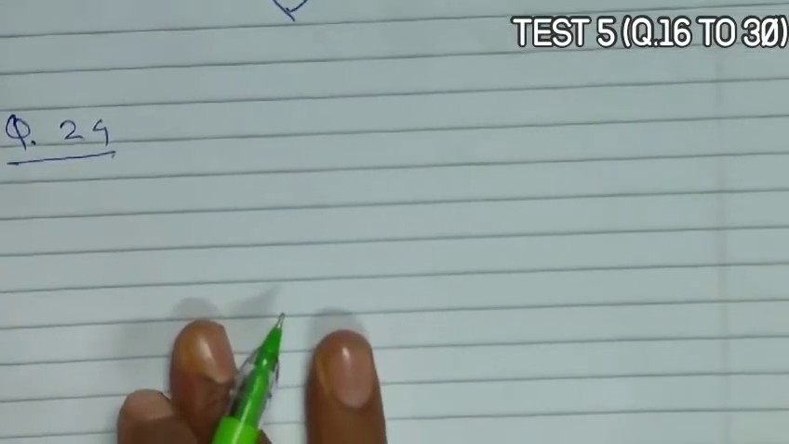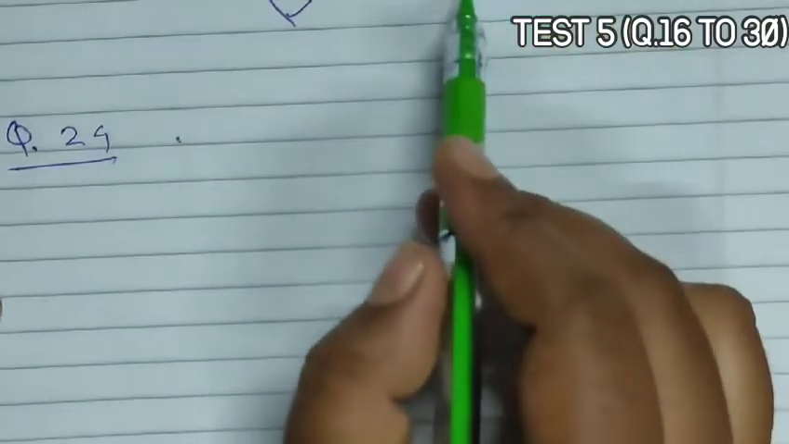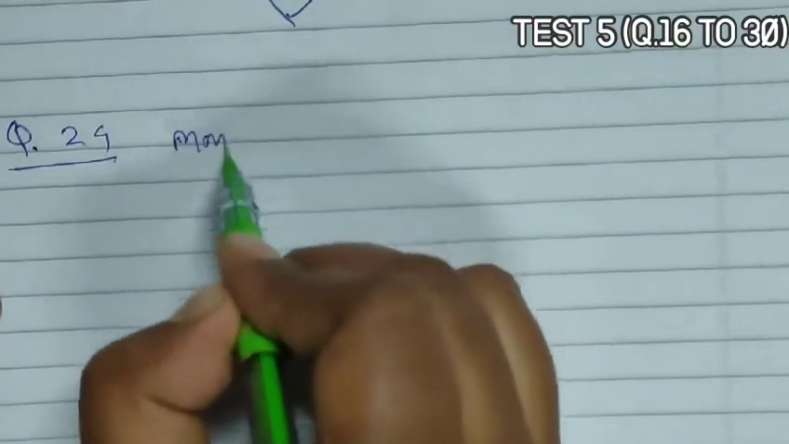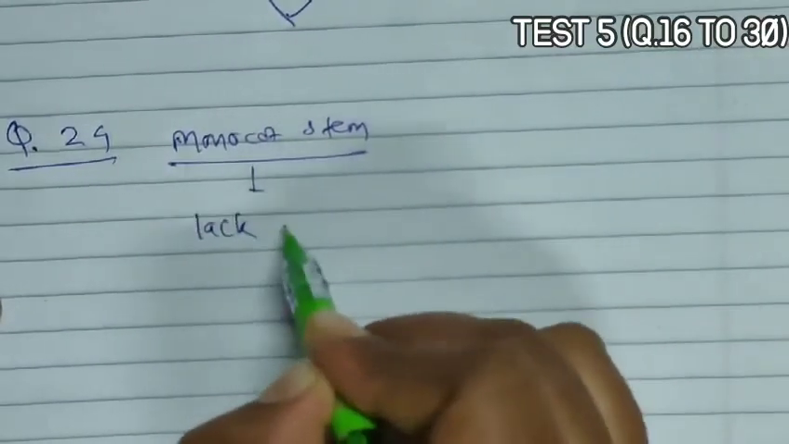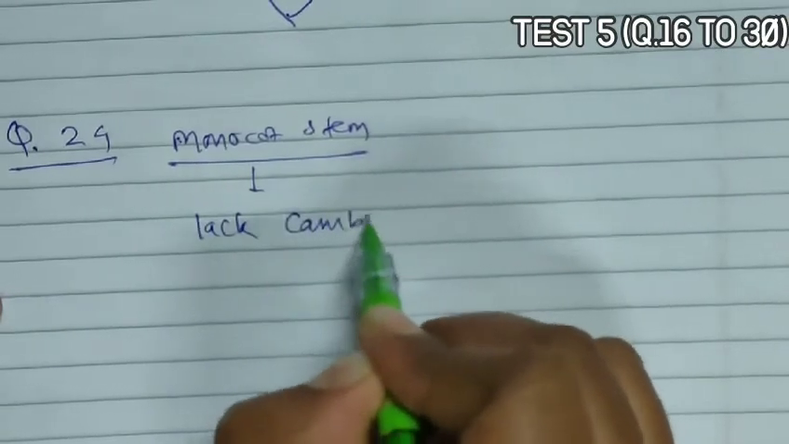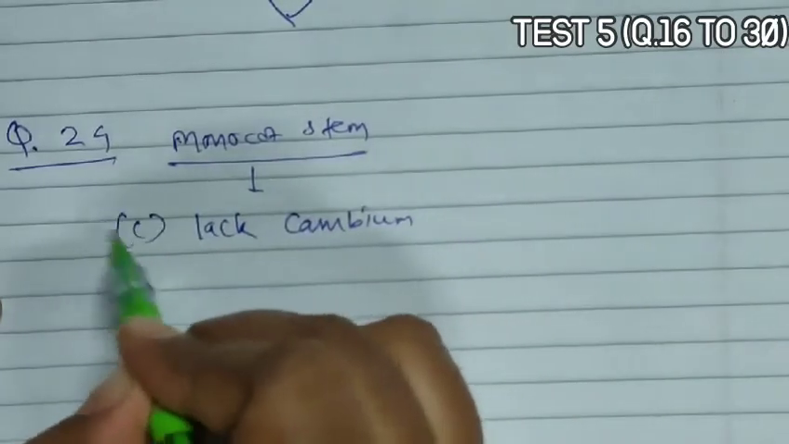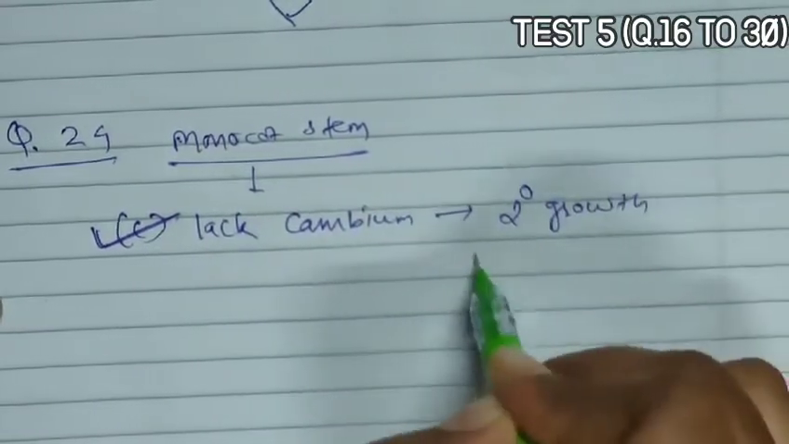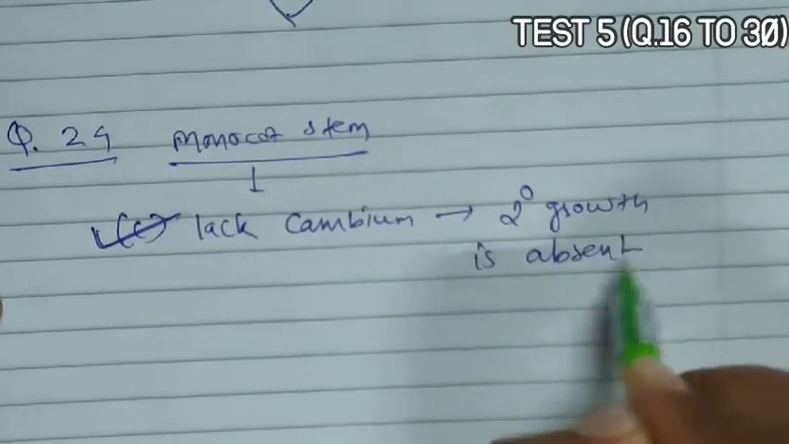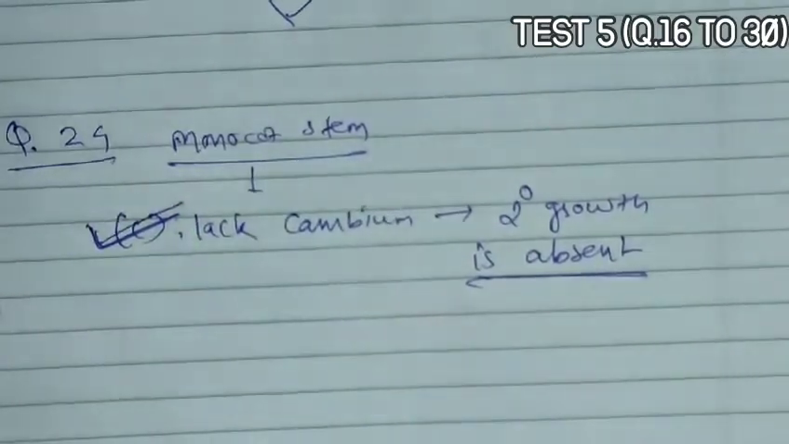Next is question 24. Question 24 asks about monocot stem lacking. As we have discussed in the above questions, monocot stem lacks cambium, that is option C, due to which secondary growth is absent. So option C is the correct answer.